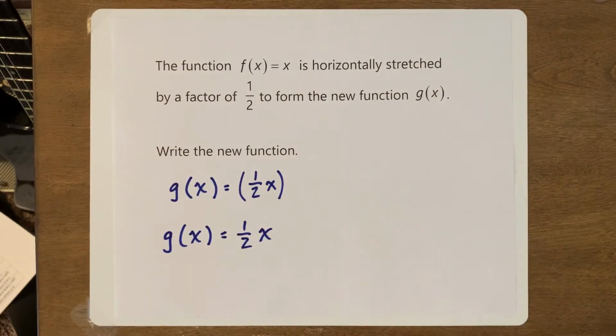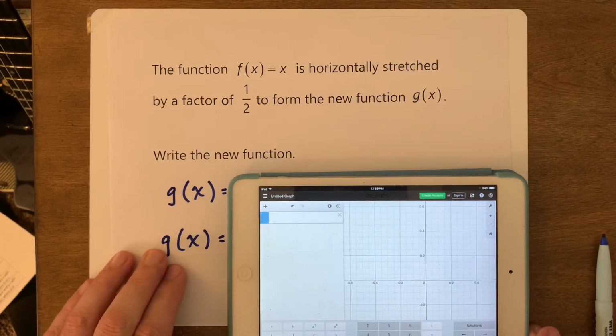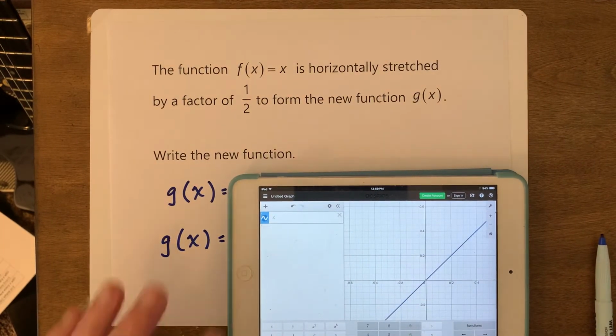Okay, so now the definition of horizontal stretch was the points are being pulled horizontally away from the y-axis. So let's verify that that did happen. Okay, so here's our classic identity function x. Okay, there it is. And now we're going to do 1/2 x.